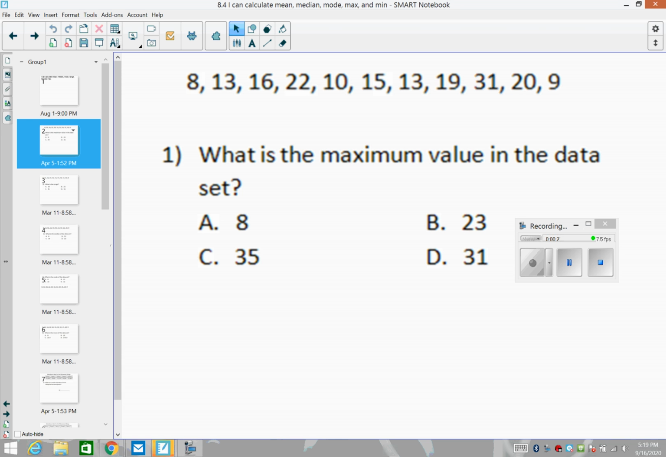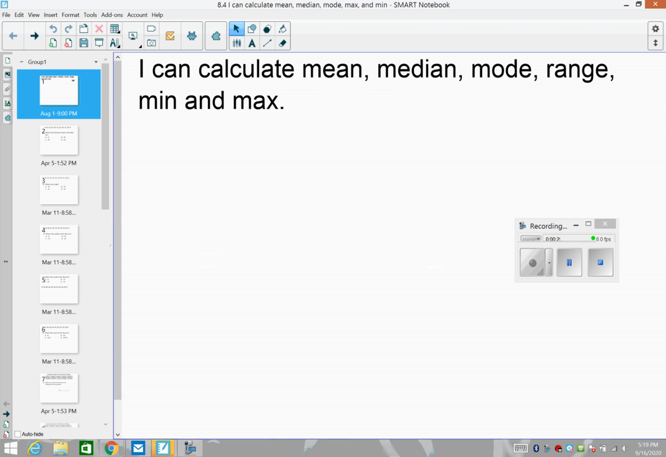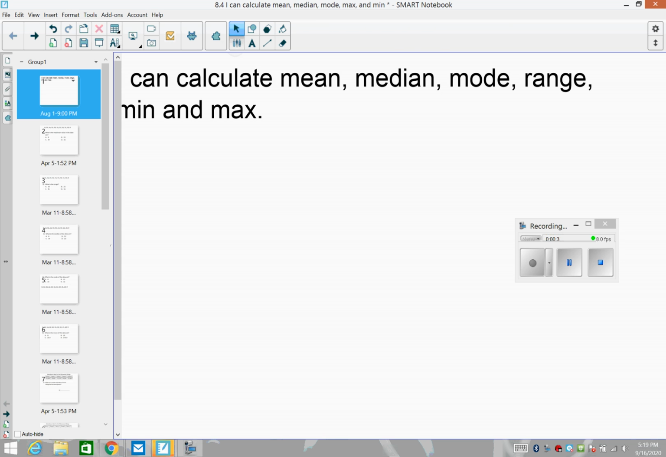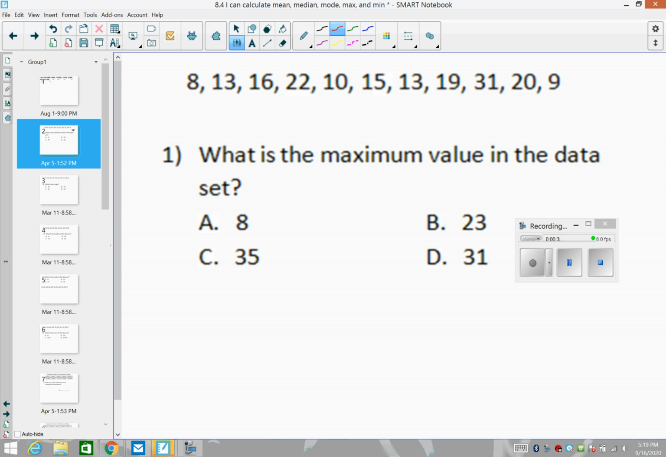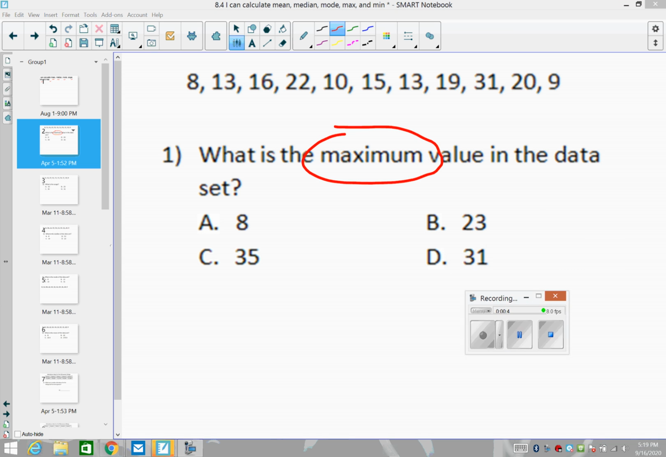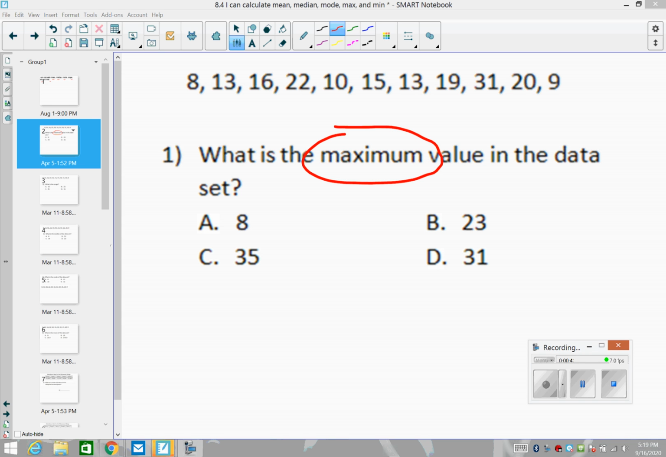So talking about just vocabulary. We're going to hit all of these: mean, median, mode, range, min, and max. So let's talk about maximum. When we look at the maximum value, we're just looking for the greatest value in the data set. So there won't be a lot of work to show on a lot of these because they're just vocabulary terms. So I'm scanning, looking for the largest number here. Looks like the largest number in the data set is 31, so the maximum is 31.